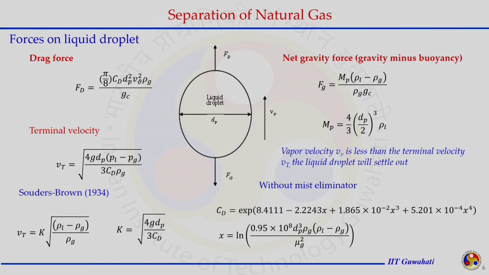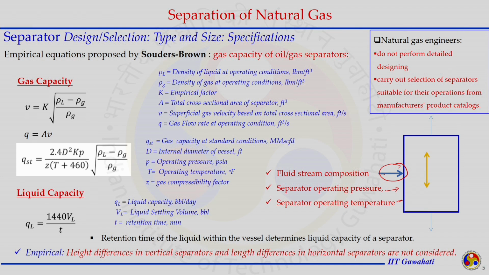From the phase diagram we understand changing the composition will change the envelope, and changing the temperature and pressure will result in different percentages of liquid and gas that can be separated from the same separator. To understand that need, we have to calculate how much gas capacity and how much liquid capacity our separator should have when we are dealing with a particular gas well or fluid well where we are going to install the separator. Souders-Brown gave some empirical correlations. Based on that, we can calculate the gas capacity of an oil and gas separator.